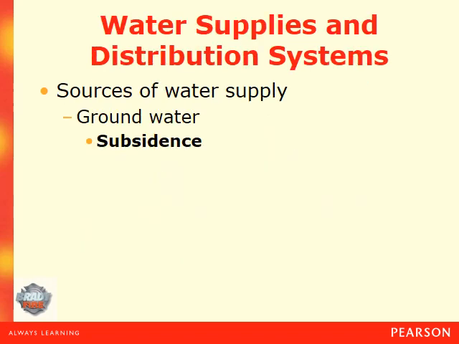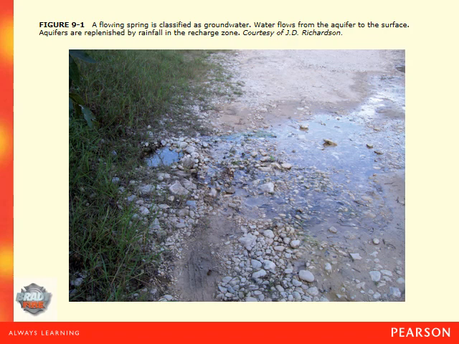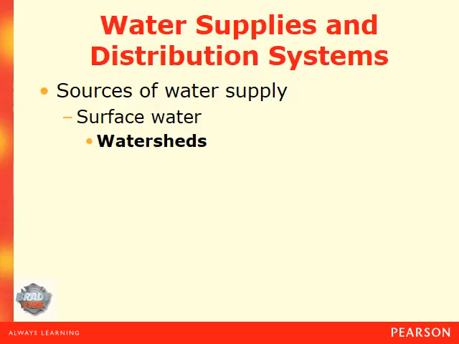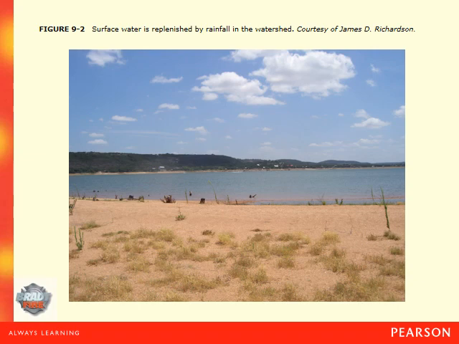So let's look at the different types of water in terms of how we get it. First being subsidence. And this is just an example of a groundwater subsidence, so something coming up from the ground like natural springs and things of that nature. Next, you have watersheds. And watersheds are basically rainwater that flows into your creeks and rivers and on into your lakes.